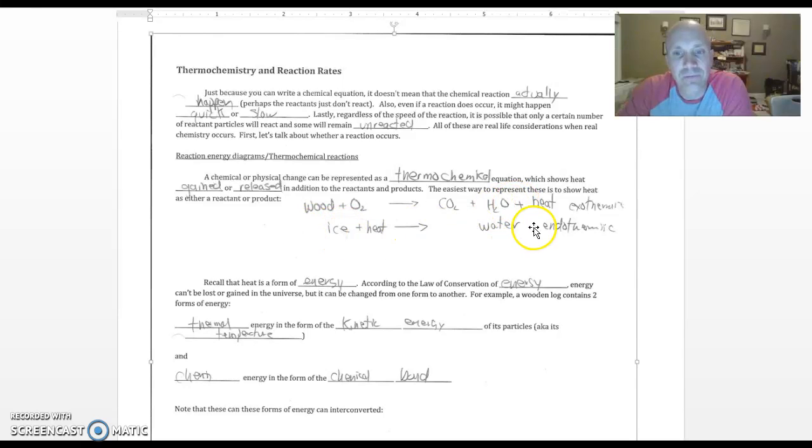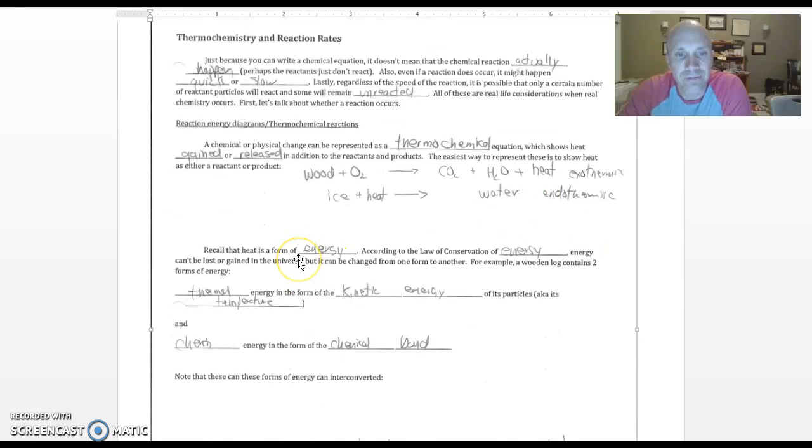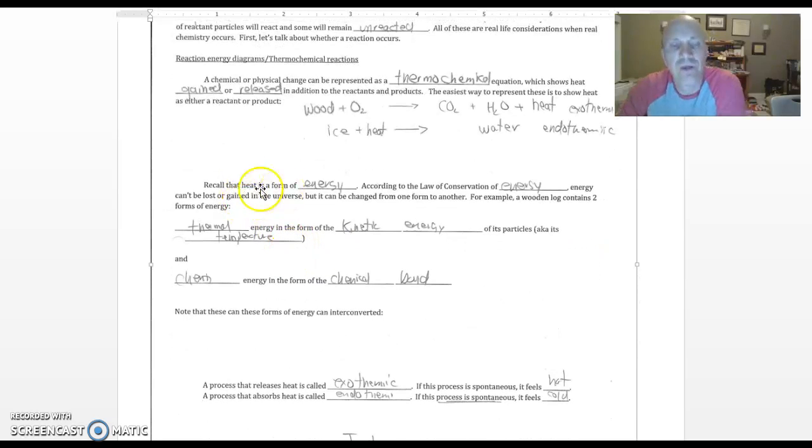In comparison to that, ice can turn into water. So where would heat go in that? It's ice plus heat gives water. That would be an endothermic process. Recall that heat is a form of energy, and according to the law of conservation of energy, we can't just lose it or gain it.